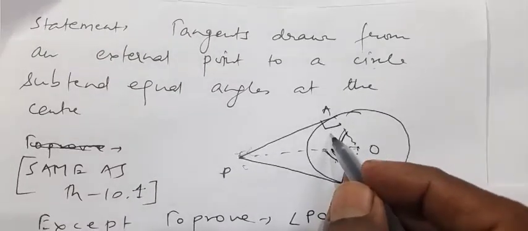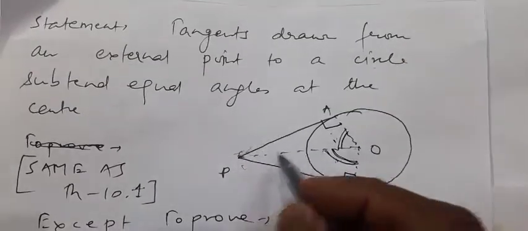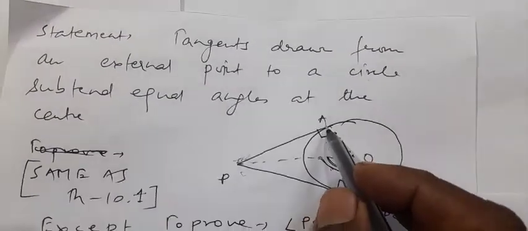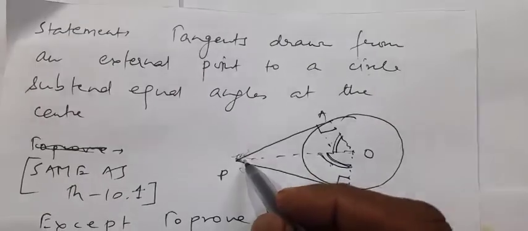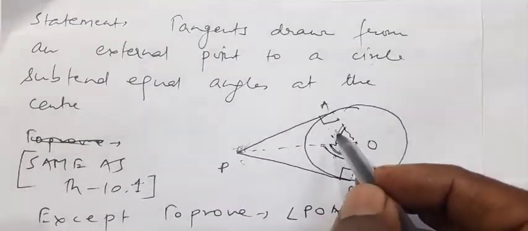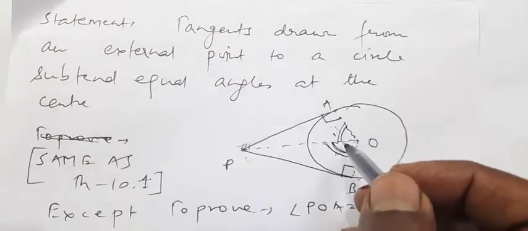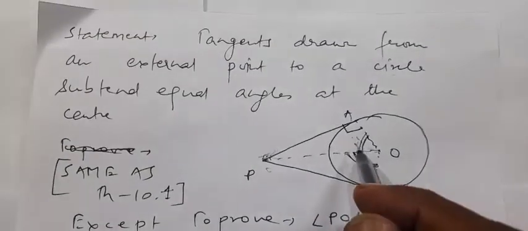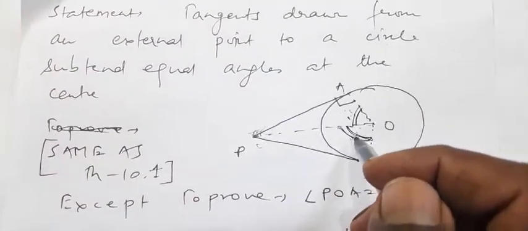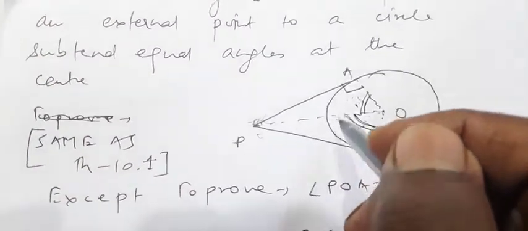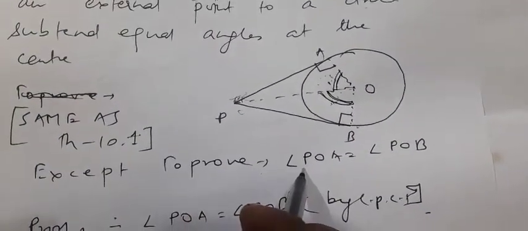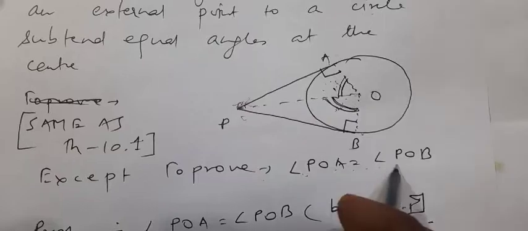It is not necessary that we write the line joining the center and the exterior point. Simply if you say that tangents drawn from an external point to a circle subtend equal angles at the center, it is representing these two angles. Now, how will we prove it? It will take the same proof. Simply, the statement to prove will be changed: angle POA is equal to angle POB.